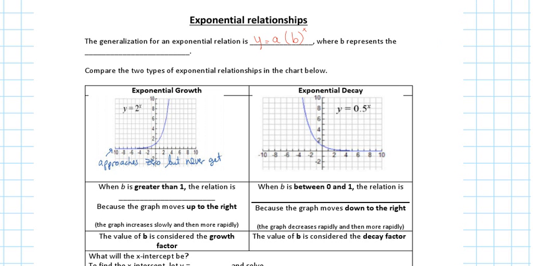Where a is the initial value, so write that down. And b is the base, but it has a special name. It's called a growth factor or a decay factor. So let's write these words: growth or decay, either or, factor.